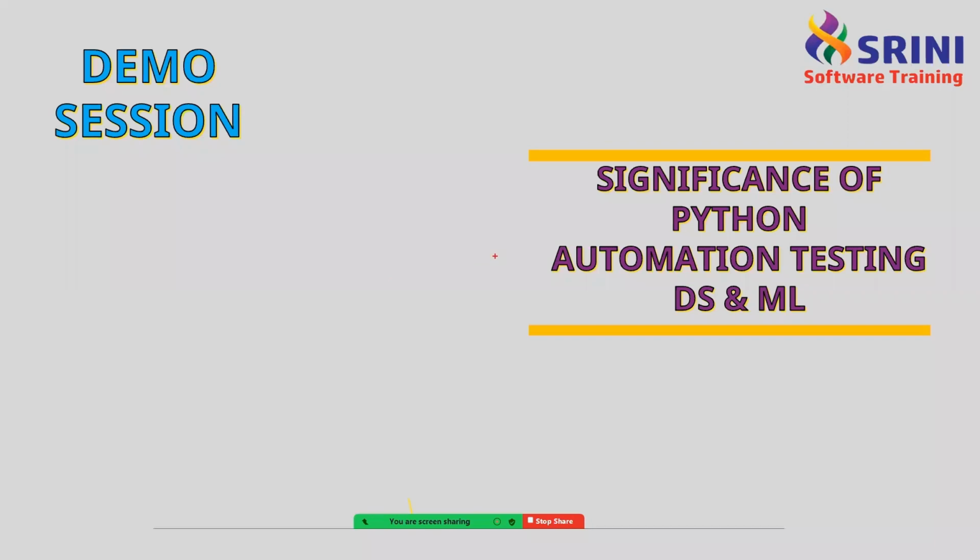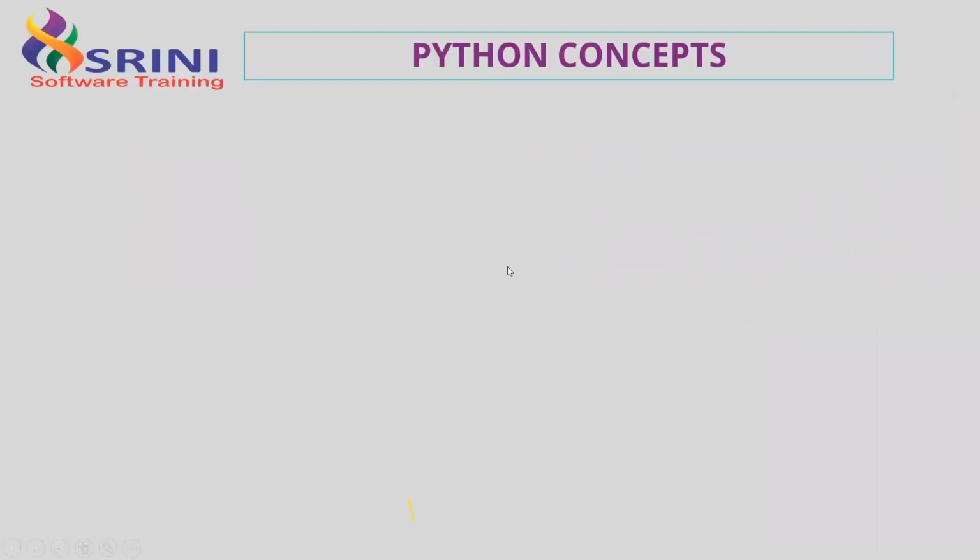Now, I'm going to talk about three important things: the significance of Python, and automation, as well as data science and machine learning. These three are the topics I'll focus on today, what I'm supposed to be talking about over the entire 3 months of duration. Now, firstly, let me go ahead with the Python related concepts.